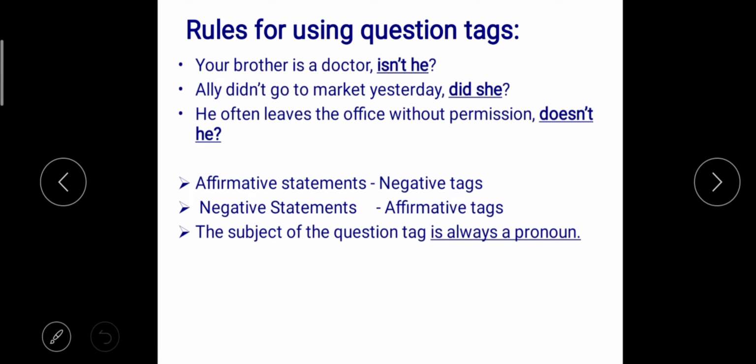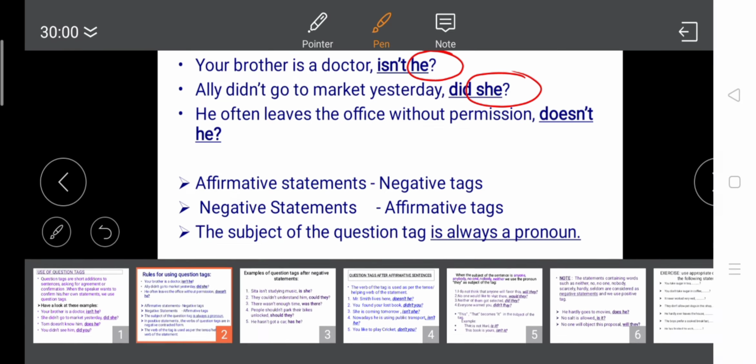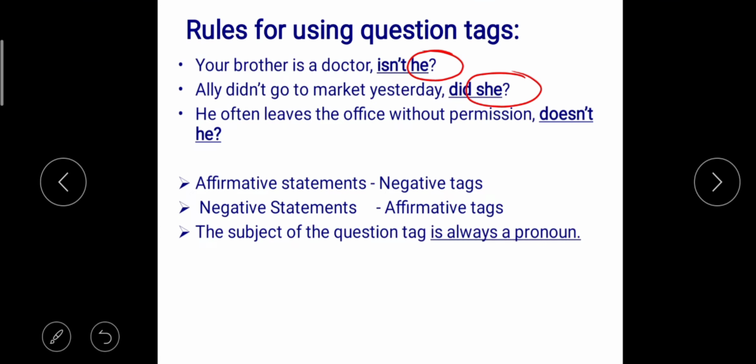Next one, this is very interesting. The subject of the question tag is always a pronoun. The subject of the question tag can never be a noun. As you see here, your brother is a doctor. Not "isn't your brother?" This is not so. The question tag used here is isn't he. The pronoun will be used. Ellie didn't go to market yesterday, did she? Not "did Ellie?" This thing is very clear to you: the subject of the question tag is always a pronoun.